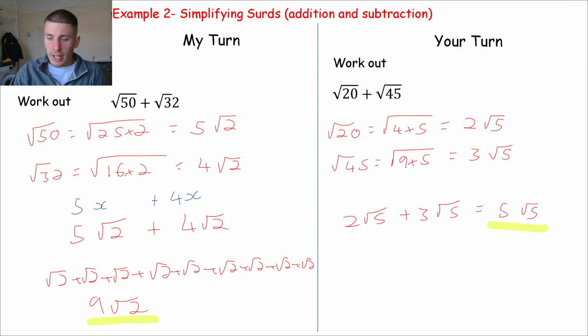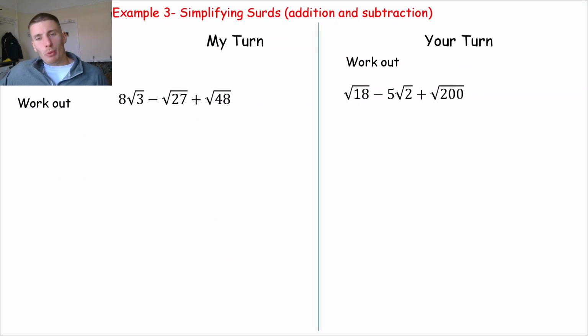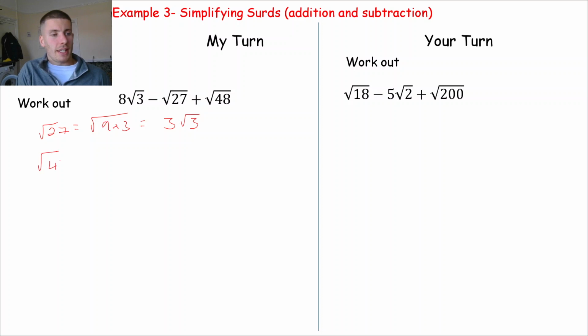Okay, let's look at some trickier examples, but really it's the same kind of idea again. So here we've got 8 root 3, take away root 27, add root 48. You want the surd parts to have the same number in them, because then you can combine everything together. Root 3 you can't break down any further because 3 is a prime number, so we can leave that one. Root 27, we can definitely break this down because root 27 is equal to root 9 times by 3. So root 9 is equal to 3 times root 3, so 3 root 3. Root 48 is equal to the root of 16 times by 3, where root 16 is 4, so it's going to be 4 times root 3, 4 root 3.